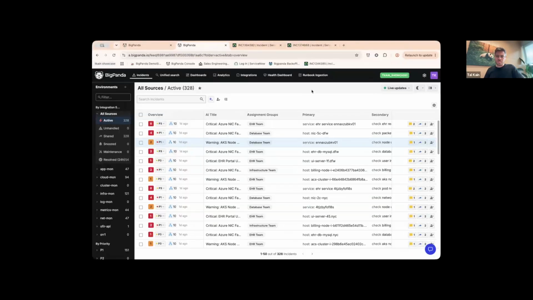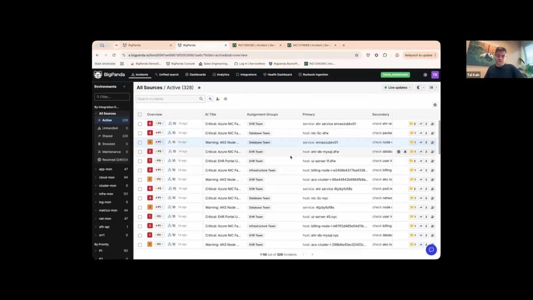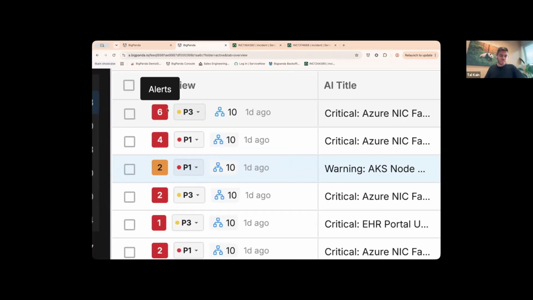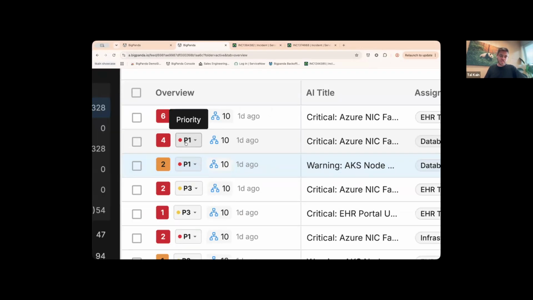And for those of you who didn't have the chance to see the BigPanda platform before, I keep telling people that it feels like an email inbox, basically. I'm looking at all these incidents, but instead of seeing, hey, you won a prize, it's actually an incident that I need to handle. Now, for every incident in this list, I can see how many alerts got correlated. You can see here the amount of alerts correlated to each one of them. What is the current priority for this specific incident?